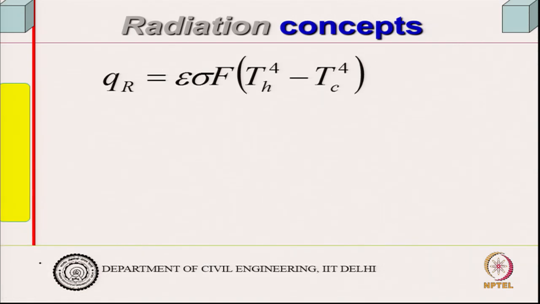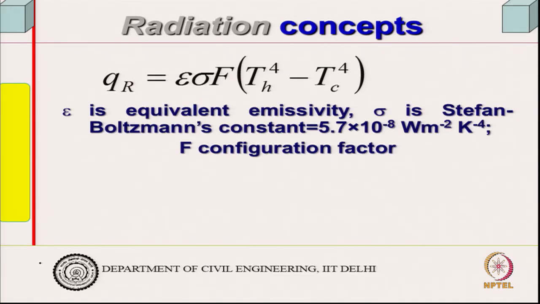I am not sure whether I told you this earlier. So, the Stefan-Boltzmann law is like this: epsilon is the equivalent emissivity, sigma is the Stefan-Boltzmann constant, and that is 5.7 into 10 to the power minus 8 watt per meter square Kelvin to the power minus 4, and this is called the configuration factor, right.